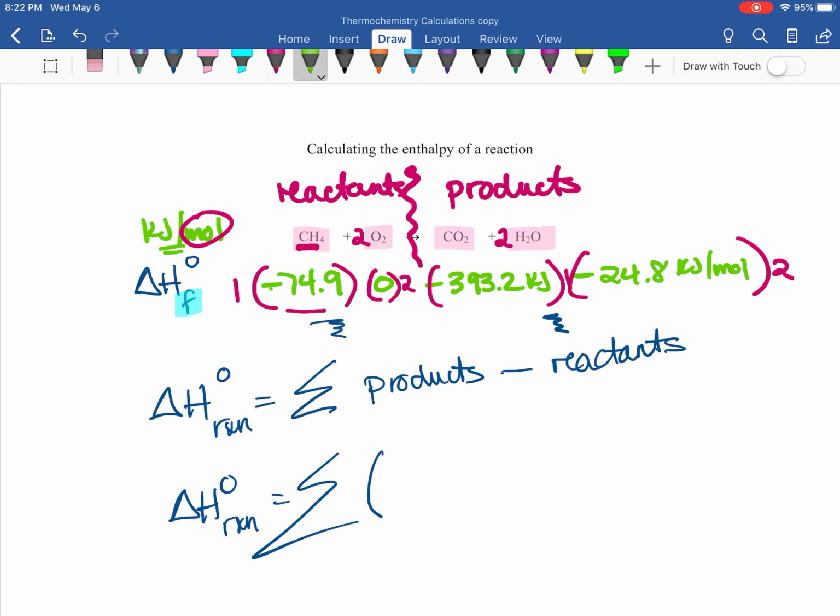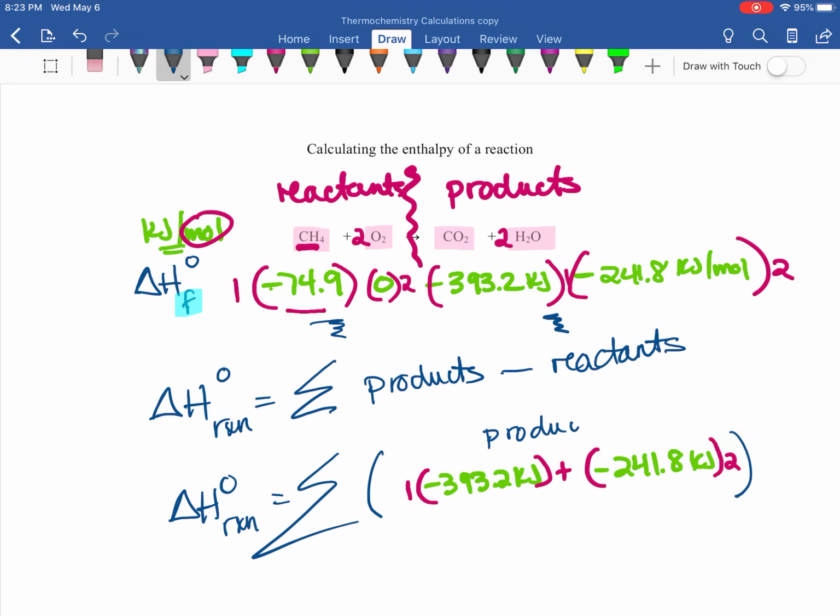Okay, that is my CO2. So that is my minus 393.2 kilojoules. And now I'm going to take care of my moles. Okay, in this case, it's only 1 mole. And then I'm going to add my water. Isn't that 241.8? That seems a little bit better. Let's multiply that by our moles. That is times 2. Okay, so we need the sum of all of our products.